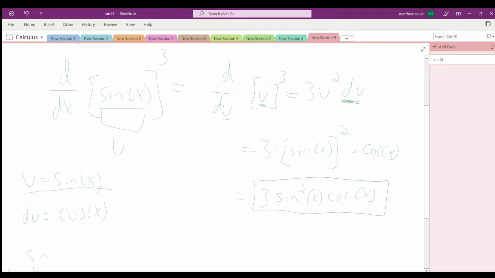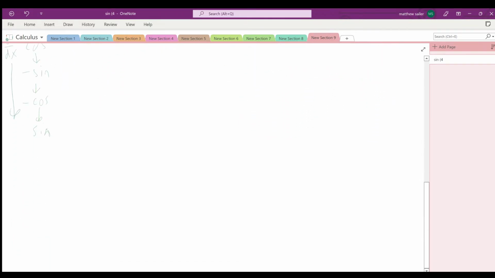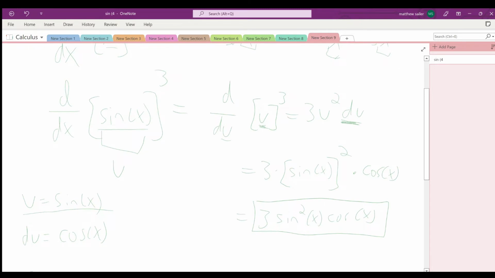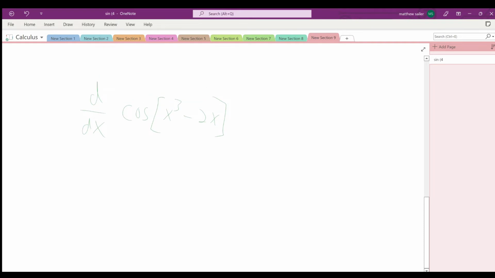Alright, let's do a couple more examples just so that we're in the practice of this. And so now let's take the derivative of cosine of x cubed minus 2x. So last time we had something raised to a power, some trigonometric function, which was sine raised to a power. As you can see here, now we are putting another function inside of a trigonometric function. But the process is exactly the same.